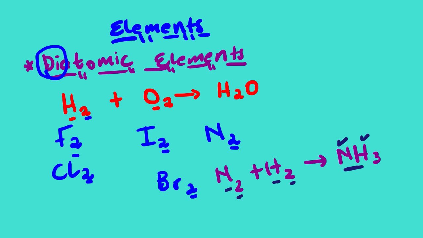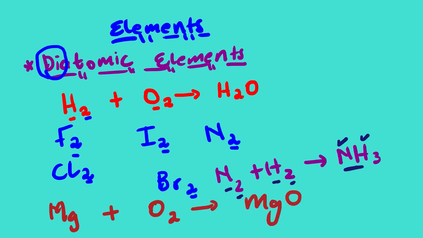And then another reaction that you should take note of is combustion. Combustion is when we talk about any element reacting with oxygen. So let's say we are looking at the combustion of magnesium. It will be magnesium, which is not a diatomic, and then oxygen, which is a diatomic, to form MgO. So whenever they say combustion, just know that oxygen is a diatomic element, so include this 2 here.